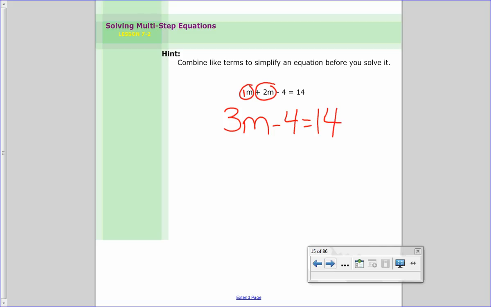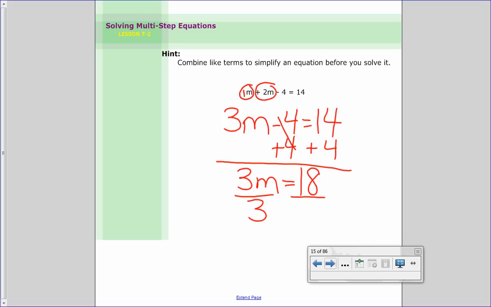Well, now if you look at it, this is like those problems we had yesterday. I undo addition or subtraction, and now I'm left with 3m is equal to 18. Now we have a 1-step. I undo the multiplication by dividing by 3, and I have m is equal to 6.